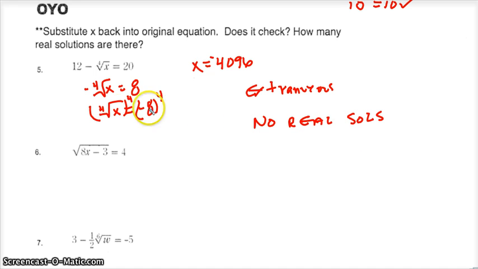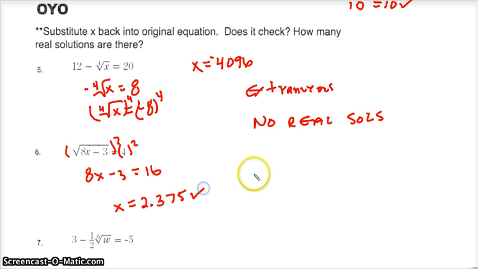All right, for question number 6, you should have squared both sides to undo the root. 8x minus 3 is equal to 16. X then equals 2.375. When you check your answer, it should work.